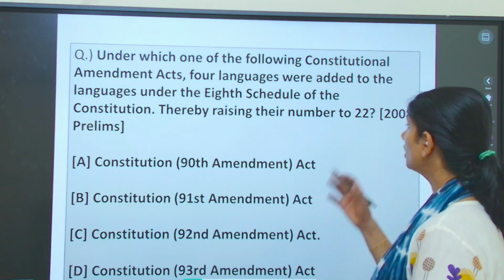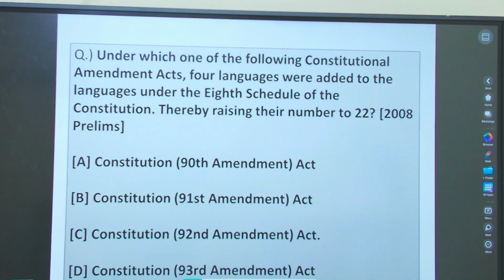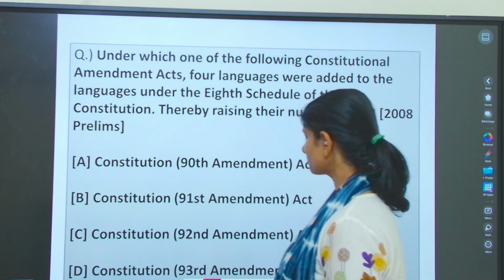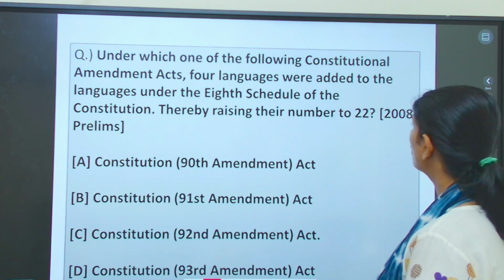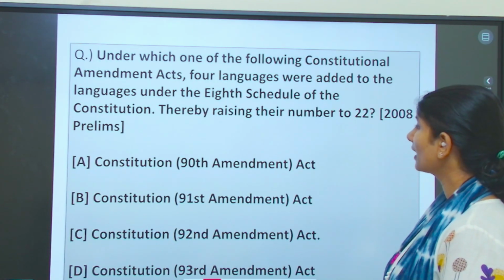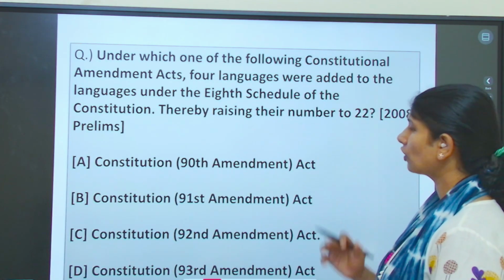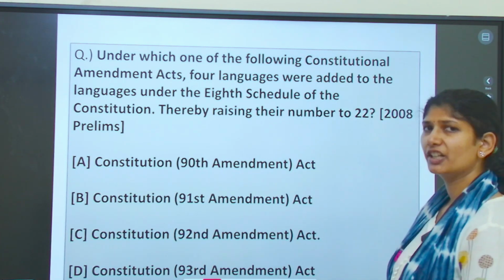This is a 2008 prelims question. Look at this. Under which one of the following constitutional amendment acts were four languages added to the 8th schedule of the constitution, thereby raising their number to 22?